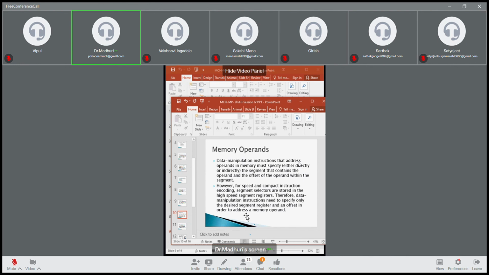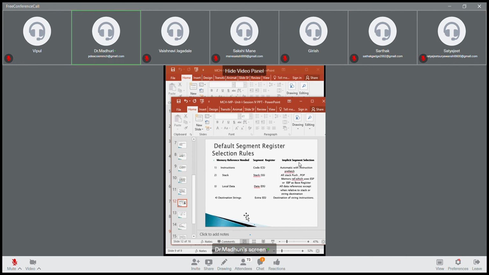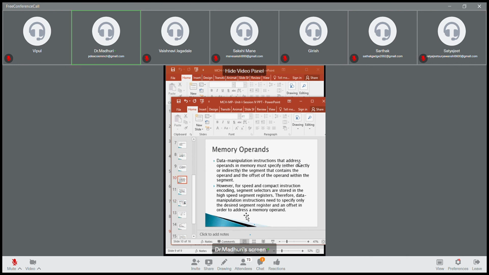Now, let me know for this memory operand. Now what is a memory operand? That is the data manipulation instructions that address the operand in the memory and must specify either directly or indirectly. Okay, and for the memory operand, you can specify that directly or indirectly, maybe within the segment or without, the direct operand has been given.